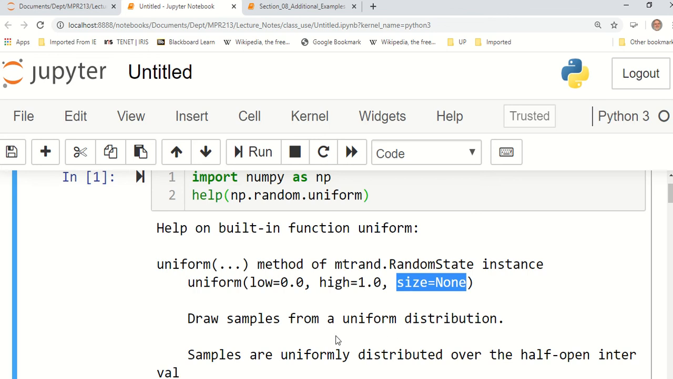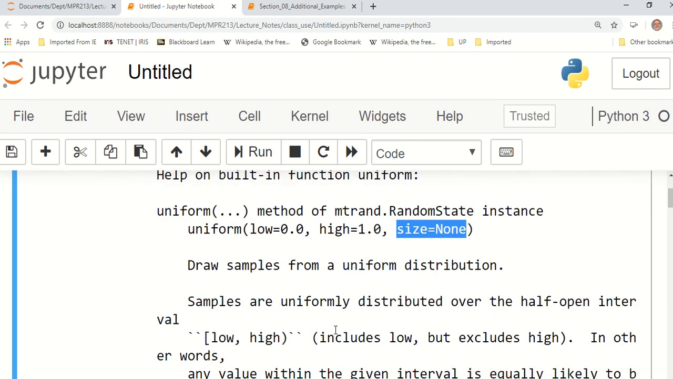Right. So what is a uniform distribution? A uniform distribution means that the chance is the same to get any number in that range. Statistically speaking, when I use this uniform, I can get any real number in the range that I specify.